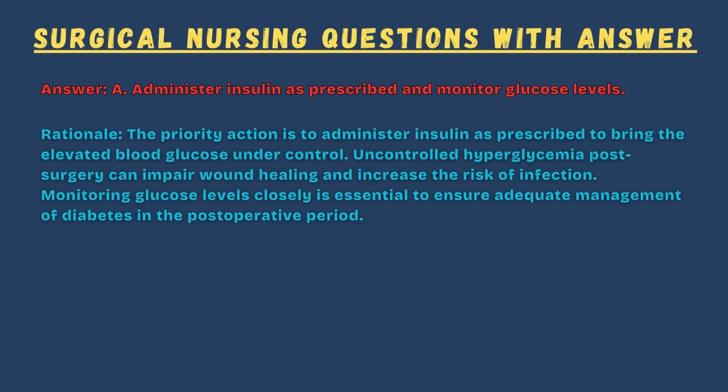Answer: A. Administer insulin as prescribed and monitor glucose levels. Rationale: the priority action is to administer insulin as prescribed to bring the elevated blood glucose under control. Uncontrolled hyperglycemia post-surgery can impair wound healing and increase the risk of infection. Monitoring glucose levels closely is essential to ensure adequate management of diabetes in the postoperative period.